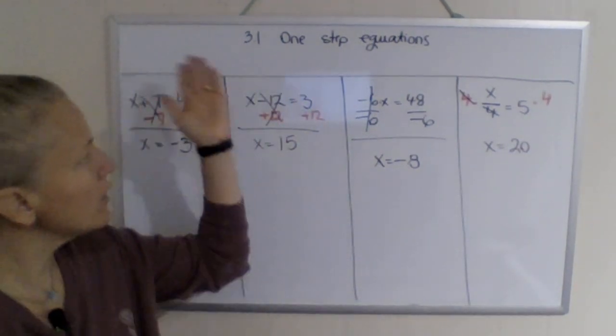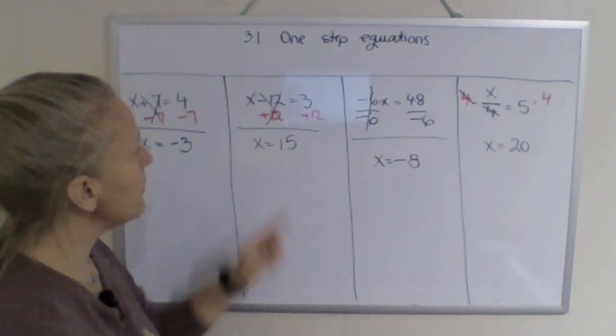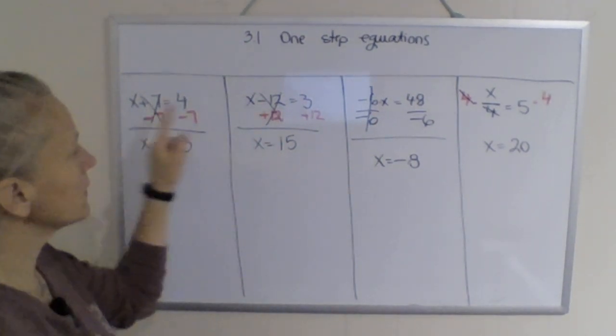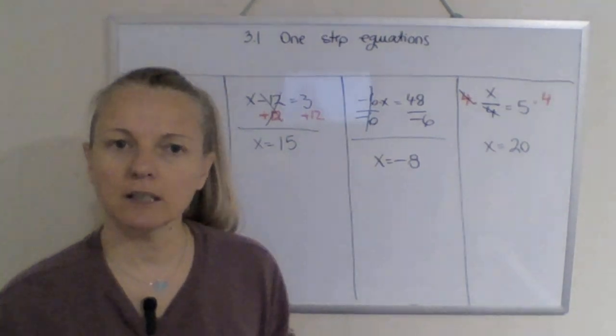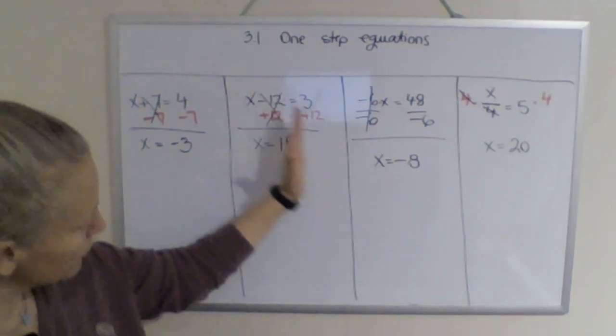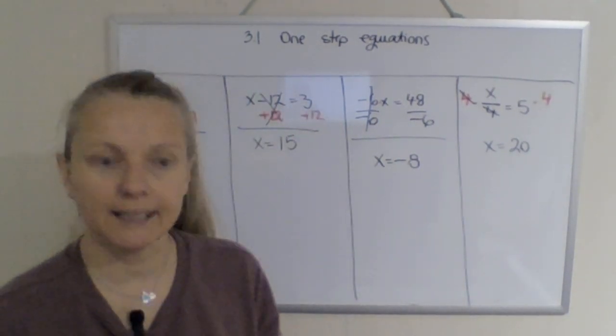So as we solve a one-step equation, we want to pay attention to the operation we start with and do the exact opposite in order to get rid of whatever is on this side and move it to the other side so we can find our x, okay?